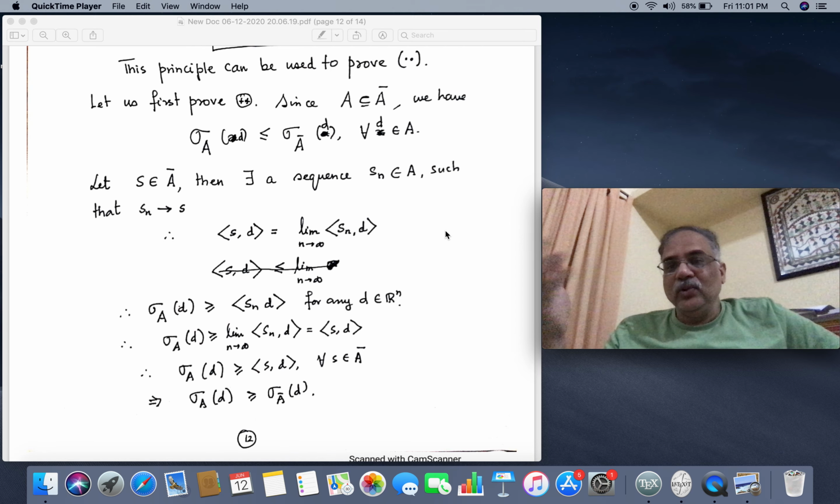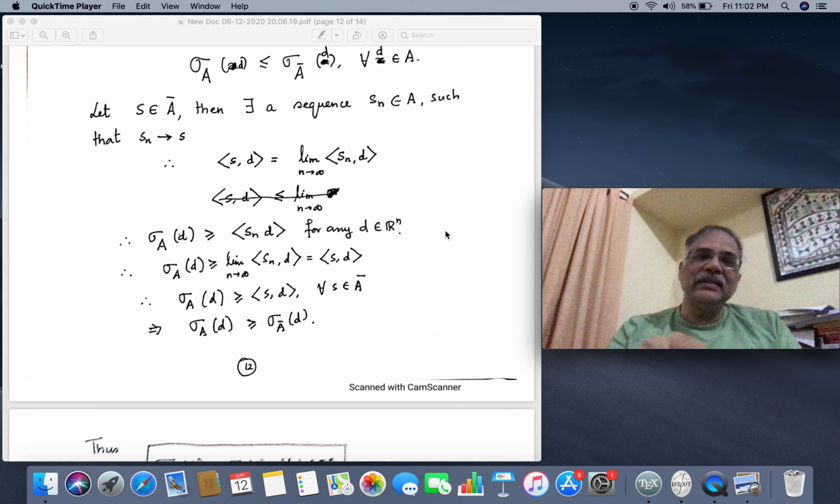In fact, you don't have to take closed sets A and B to prove that. For any sets A and B, the supremum over a larger set is always larger. I have written closed sets just because we are discussing everything about closed sets. Now, suppose I have s in A closure. Then there must be a sequence s_n in A which converges to s. That is the meaning of an element being in a closure.